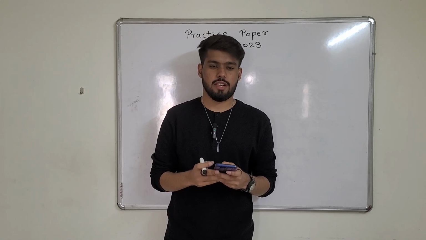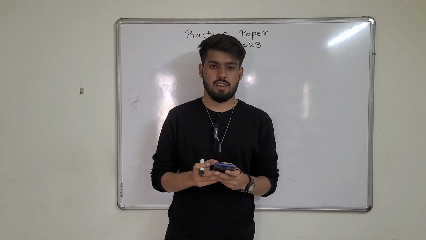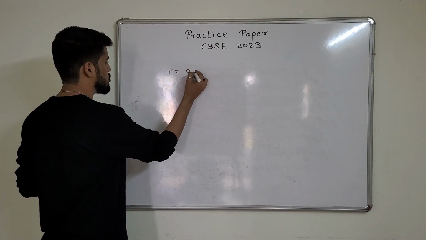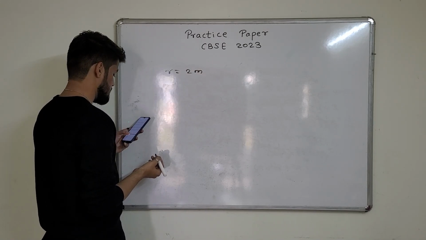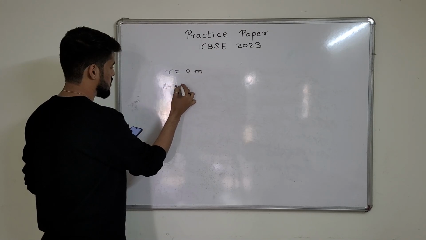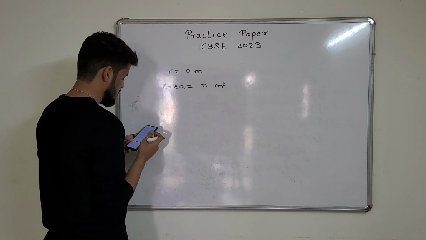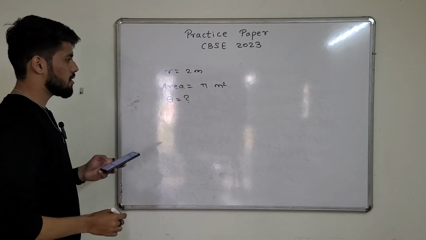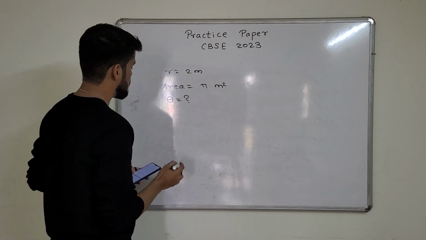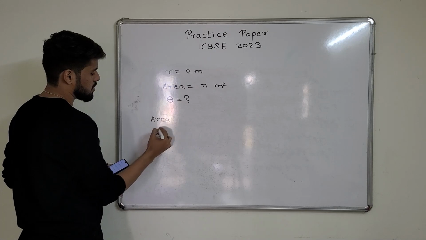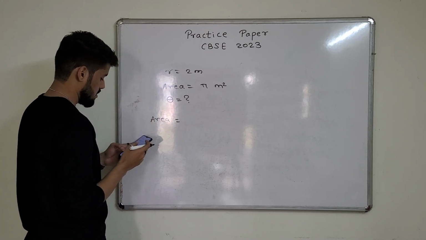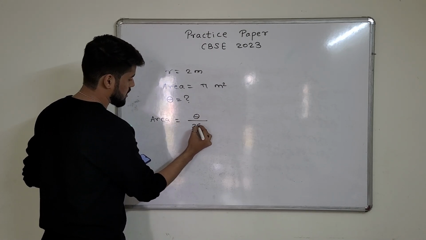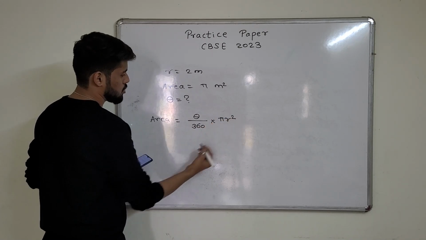So let's go for the next question, that is the 13th question. The question is from areas related to the circle. They have provided us radius that is 2 meter. The area of that particular circle is pi meter square and we need to find the central angle. Central angle is nothing but the theta, right? What is the formula? Formula is nothing but area of that sector is central angle, that is theta upon 360 into pi r square, right?